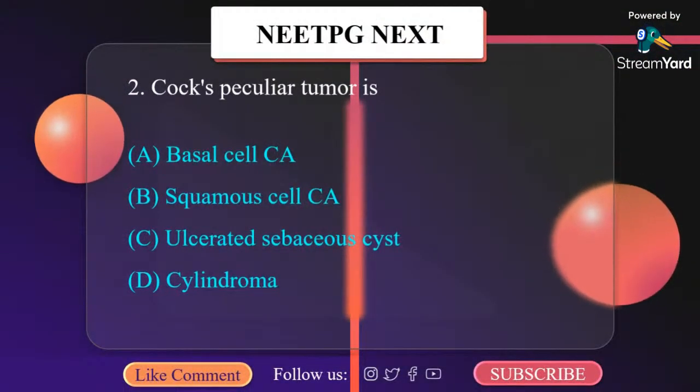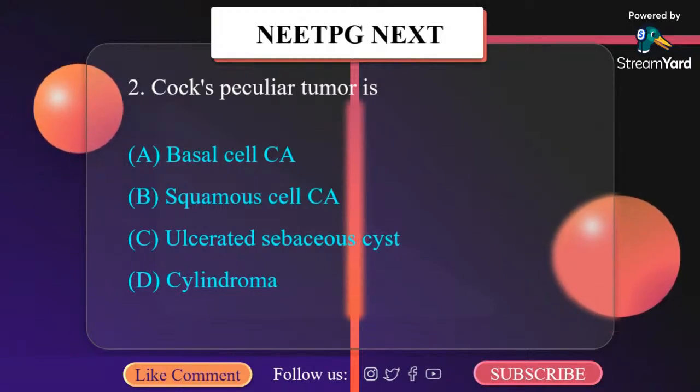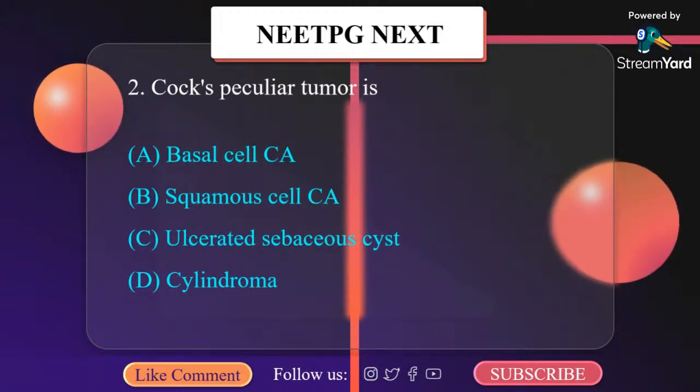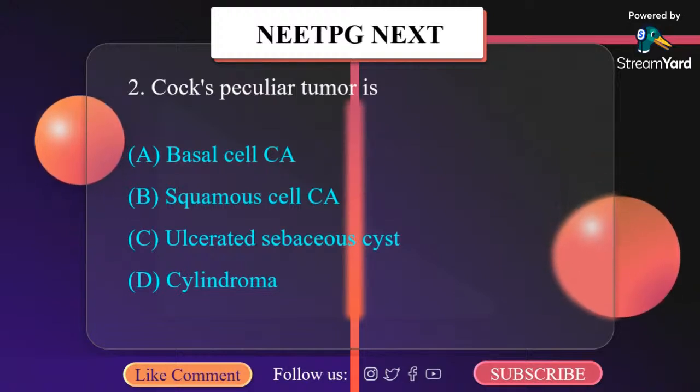Cox's peculiar tumor is A. Basal cell carcinoma, B. Squamous cell carcinoma, C. Ulcerated sebaceous cyst, D. Cylindroma.